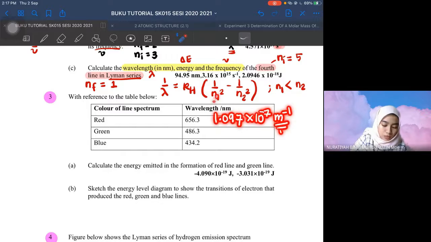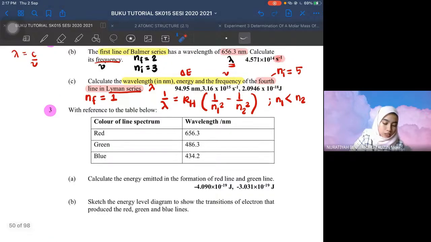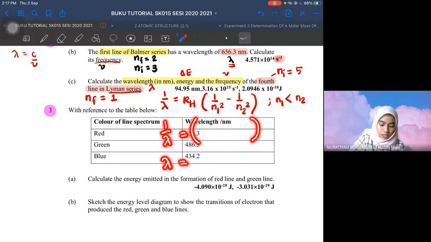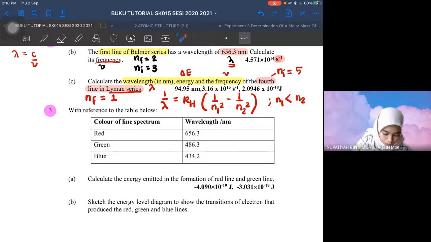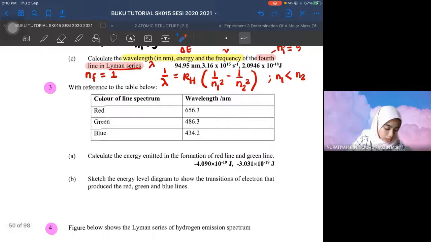So just put in your values of N1 and N2, and then you will get 1 over lambda equal to some value. To get lambda, you invert it, to the power of negative 1, or do 1 over this answer. Then your lambda will be 94.95 nanometer. Okay, did anyone have difficulty getting that?